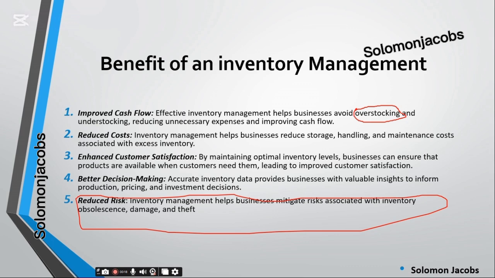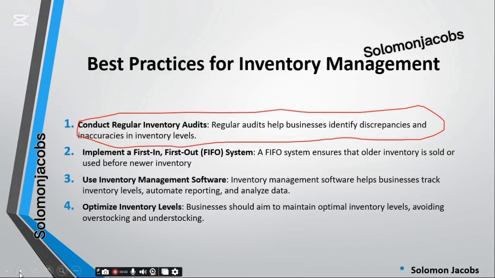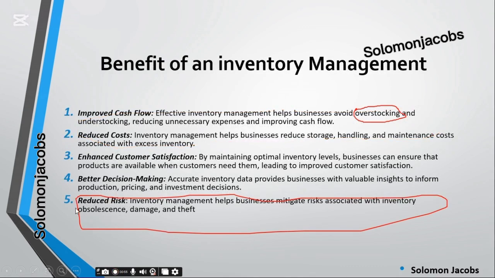The other benefit of inventory management is reducing, or mitigating, risk. Inventory management helps businesses to mitigate risk associated with inventory obsolescence, damages, and theft. It helps you to track and know if items are missing or items that are damaged need to go out. Also, the best practices for inventory management: one, conduct regular inventory audits. Regular audits help businesses identify discrepancies and inaccuracies in inventory levels. It's also associated with this reduction of risk.